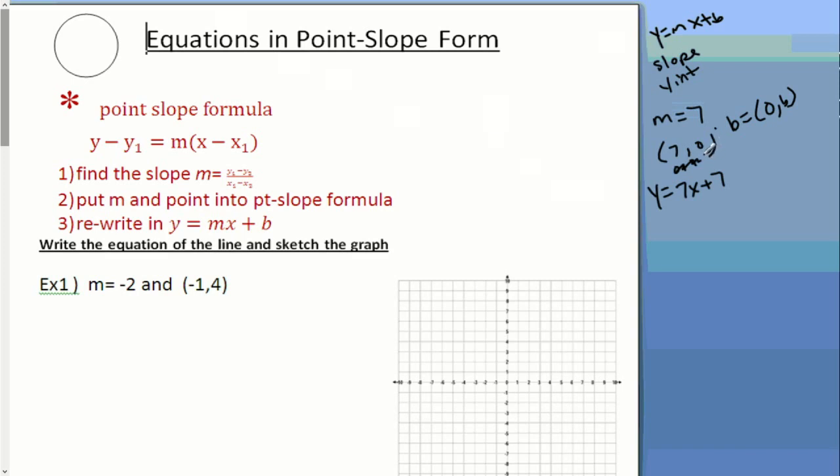Now there are some ways to figure out what the y-intercept is given that, but when you're faced with this predicament, what you can do is this. You can learn the point-slope formula, which says this: y minus y1 is equal to m times x minus x1. Now let me spend a few minutes here explaining this formula to you.